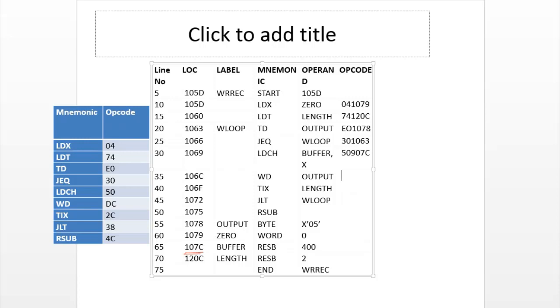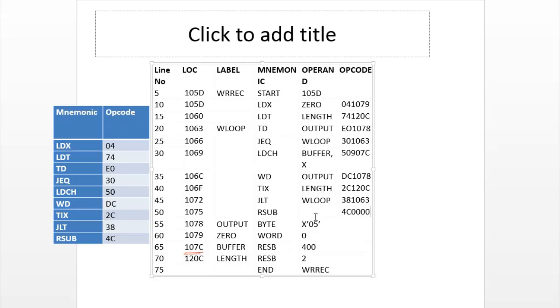Next is WD output. WD is DC and output definition we can find at the address 1078. Next is TIX length. TIX, its equivalent code is 2C and length definition we can find at the address 102C. Next is JLT W loop. JLT is 38 and W loop is 1063. Right? RSUB is 4C followed by 4 zeros.